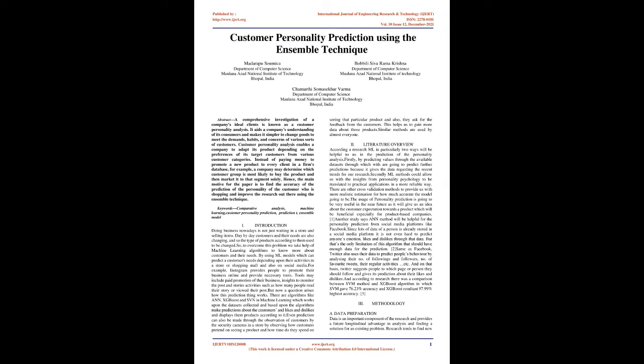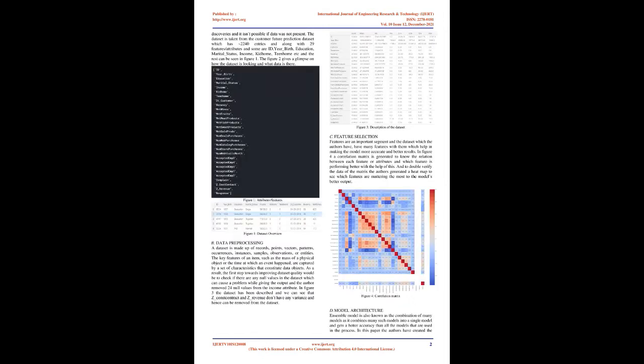Literature overview. According to research, ML in particular will be helpful to us in two ways in the prediction of personality analysis. Firstly, by predicting values through the available datasets, through which we are going to make further predictions, because it gives the data regarding the recent trends for our research. Secondly, ML methods could allow insights from personality psychology to be translated to practical applications in a more reliable way. There are other cross-validation methods to provide us with a more realistic estimation of how accurate the model is going to be.